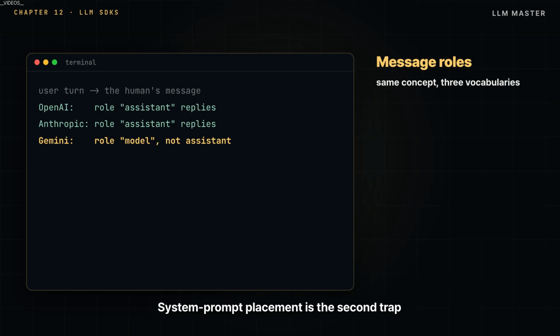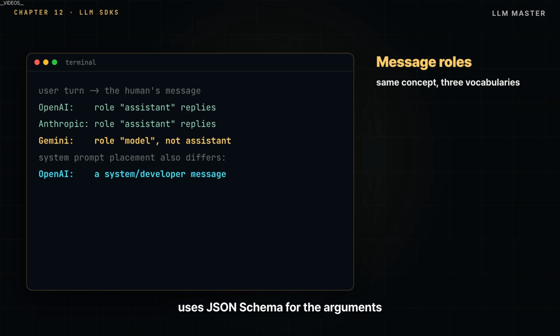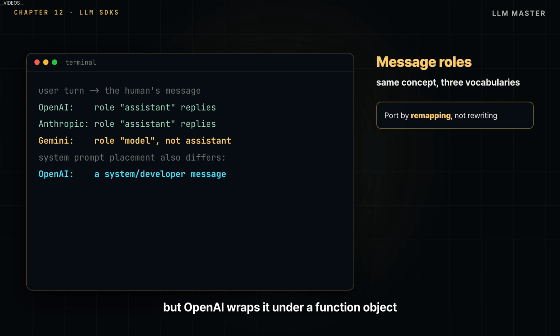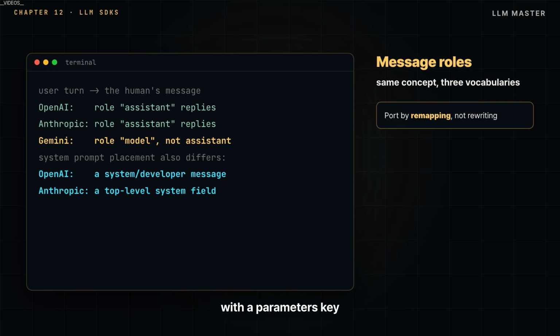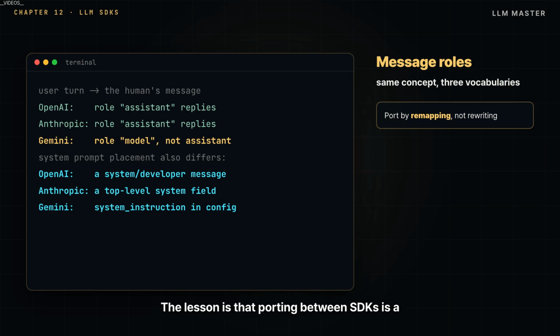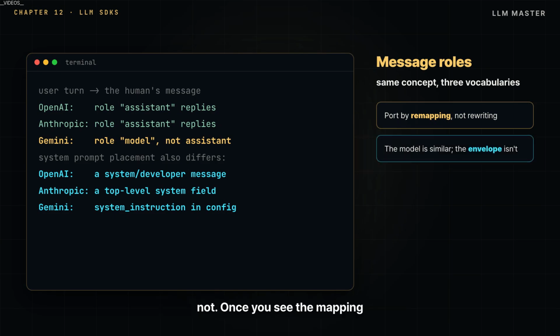System prompt placement is the second trap, and we've seen it. A role in one, a parameter in another, a config field in the third. Tool definitions are the third. Every vendor uses JSON schema for the arguments, but OpenAI wraps it under a function object with a parameters key. Anthropic calls it input schema, and Gemini calls it function declarations. The lesson is that porting between SDKs is a remapping exercise, not a rewrite. The intelligence is portable. The envelope is not. Once you see the mapping, you can automate it, which is precisely what abstraction libraries do.